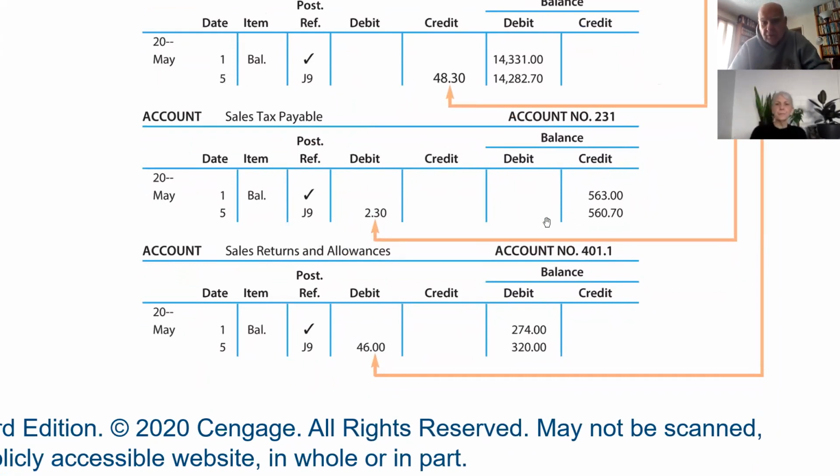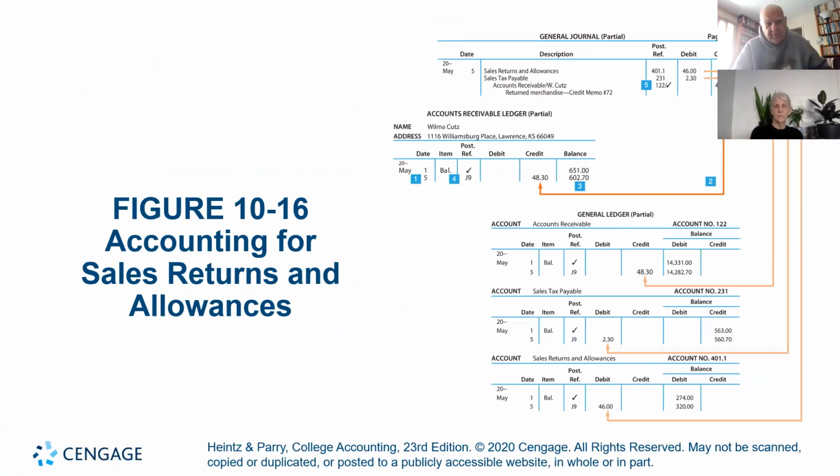So you have a credit to sales tax payable. And remember, the debit to sales is always going to be for the merchandise itself. It doesn't include any of those extra charges, okay? And that's an easy mistake to make, very easy mistake to make. Accounting for sales returns and allowances.